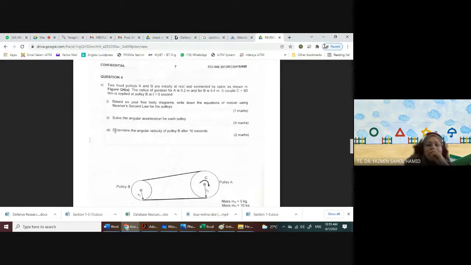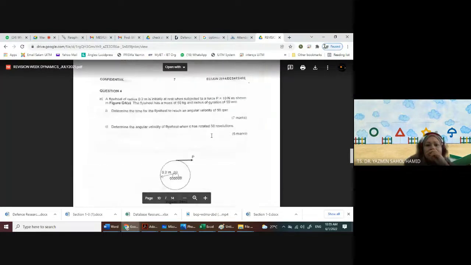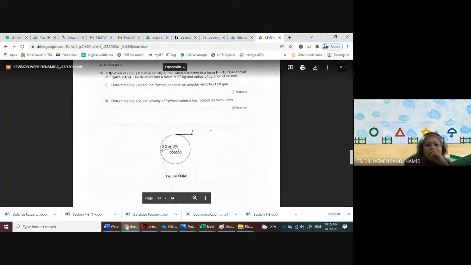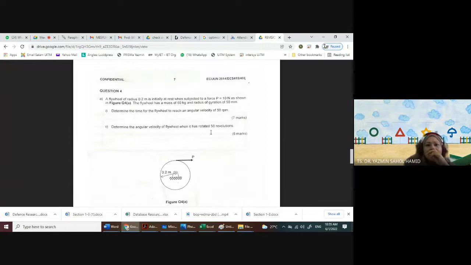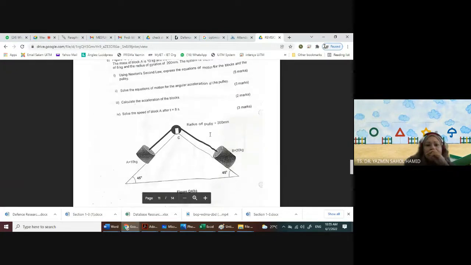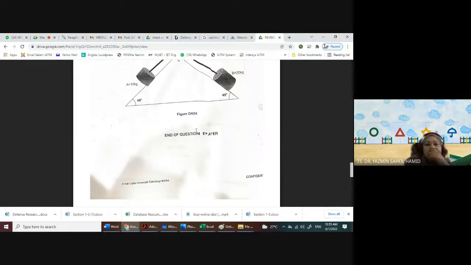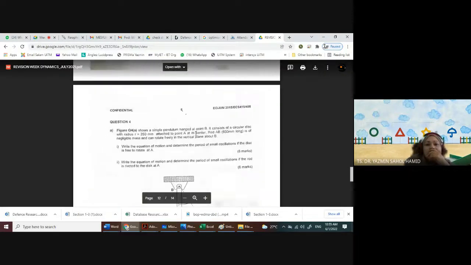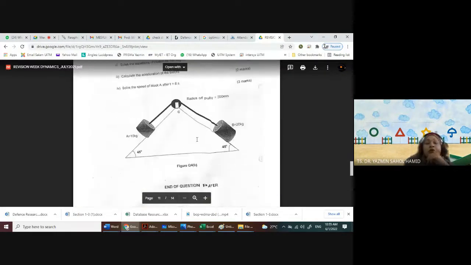Okay, nampak ni? Determine the angular velocity of the pulley after 10 seconds. Ni, tu markah je. Ni, ini pun boleh dah buat dah. Ni dah boleh buat dah. Ni, ni tu second law. Ni pun rigid body. Okay. Sebenarnya nak buat soalan ni. Okay. Tak apa. You cuba dulu.